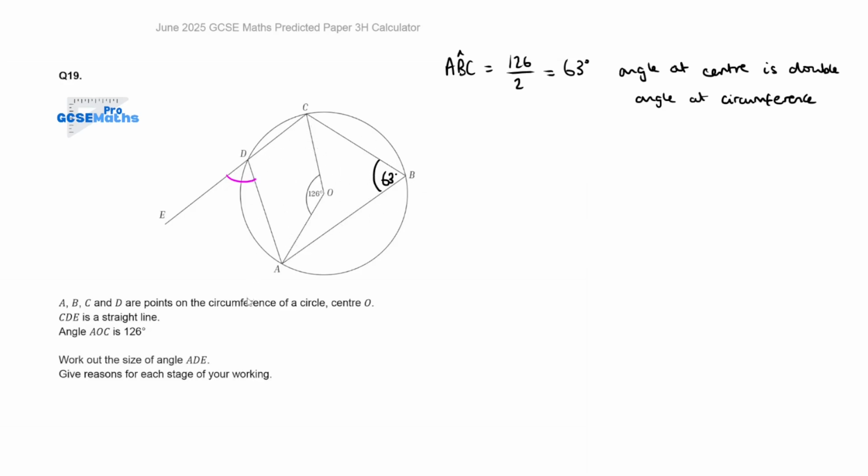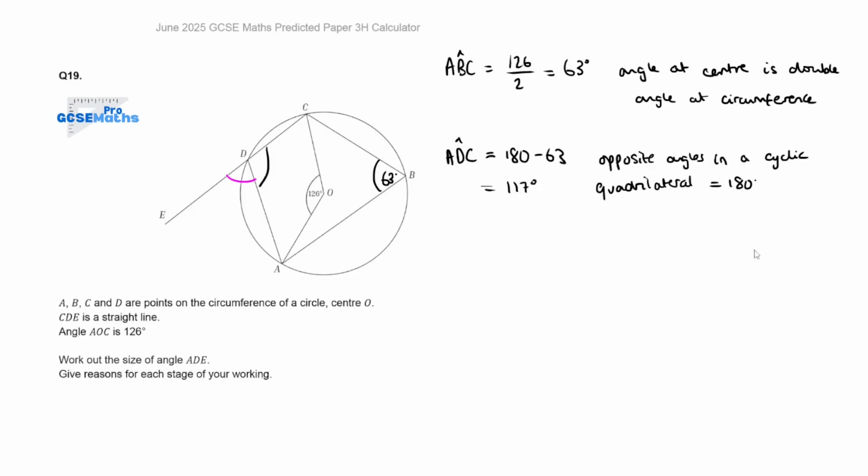A, B, C, D are points on the circumference of a circle, which means it is a cyclic quadrilateral. And we know that the opposite angles in a cyclic quadrilateral add up to 180. So I can work out ADC. So 180 minus my 63 is 117. And I've written my other reason about the opposite angles in a cyclic quadrilateral. So this is 117. And finally, because they told us CDE was a straight line, I can work out ADE. So obviously 180 minus again gives me 63 again.